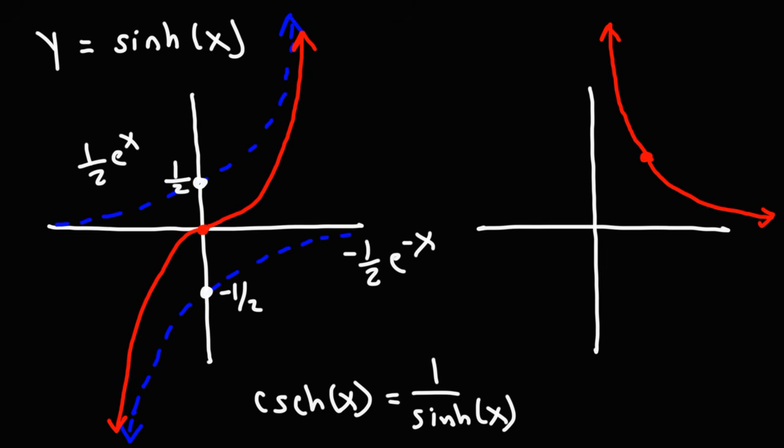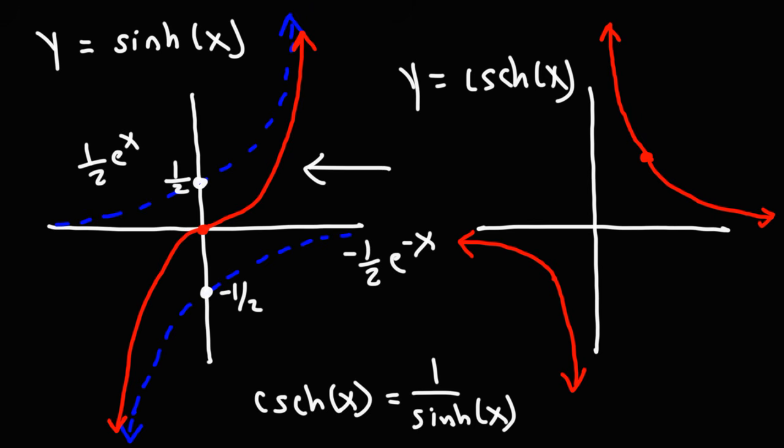Now the same is true for the other side. Over here the values are negative, so hyperbolic cosecant will be negative over here. As we go towards negative infinity in the y direction, hyperbolic cosecant will go towards 0. As we approach 0, it's going to go towards negative infinity. So that's the graph of hyperbolic cosecant. It's a rough sketch of it, but I want you to understand how we get it from hyperbolic sine.